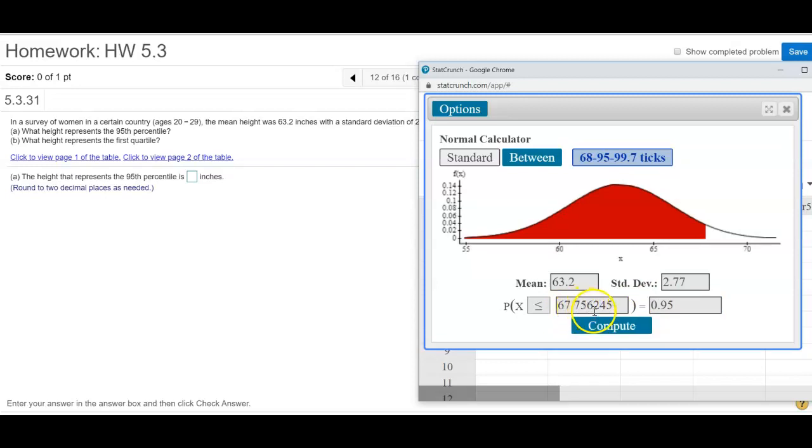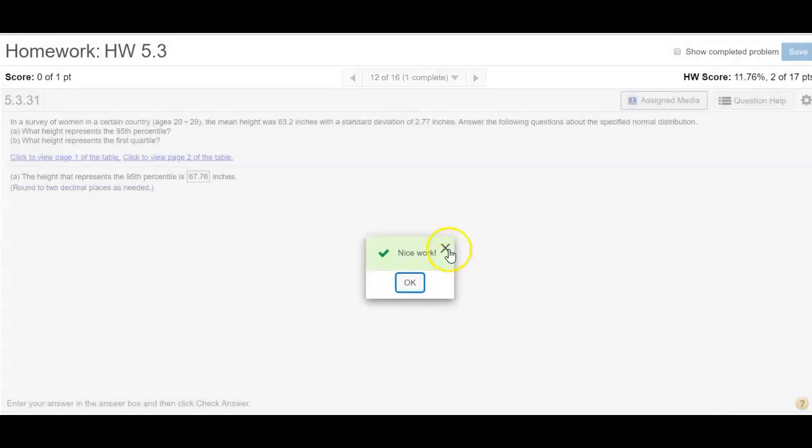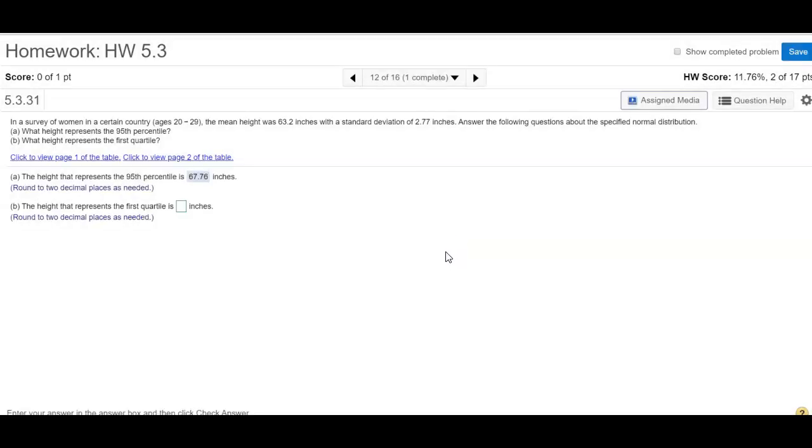67.756. So they're asking me to round off to 2 decimal places. So when I do that, let me see, I'm going to simply copy this one, go ahead, paste it here. 76. Check my answer. Nice work. What does the next one say?